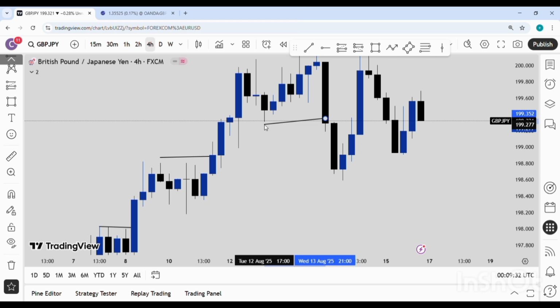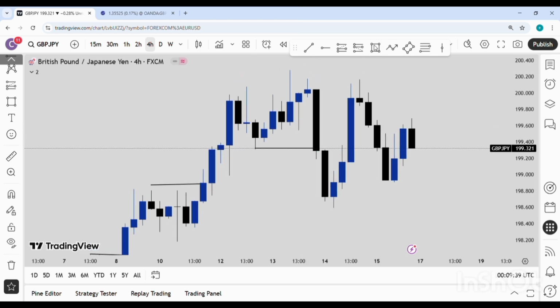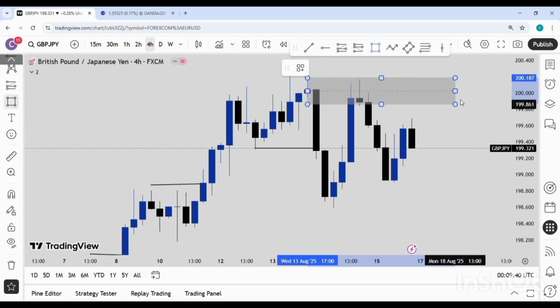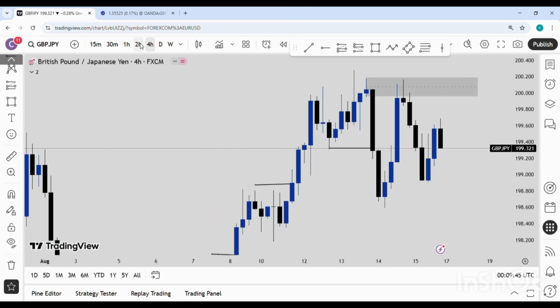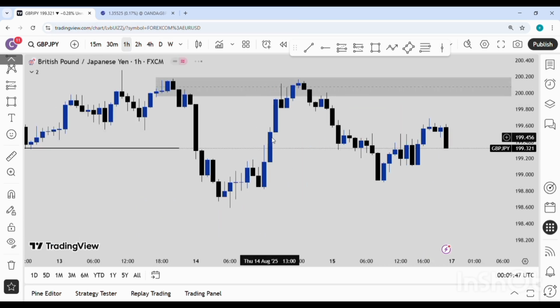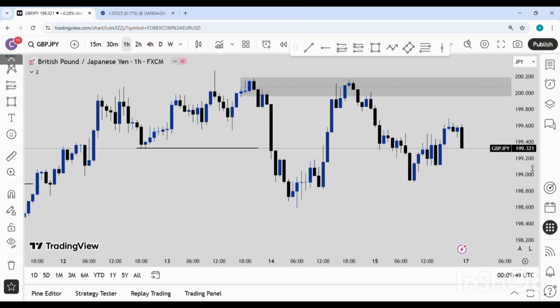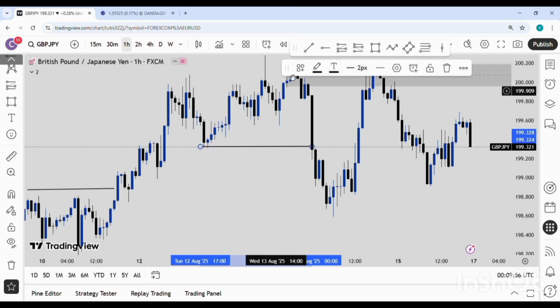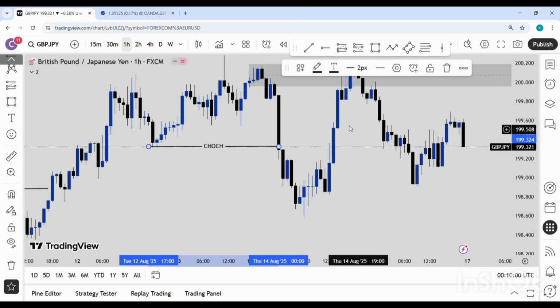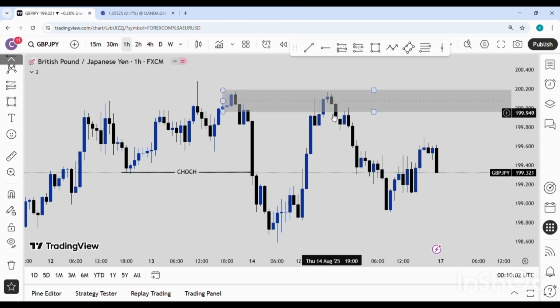Because in GJ, price has reacted already from this particular order block over here. You can see it. Price has reacted already. Look at the reaction here. So no opportunity for us as for now. This is it. Our change of character. Price reacting from here and pushing to the downside.